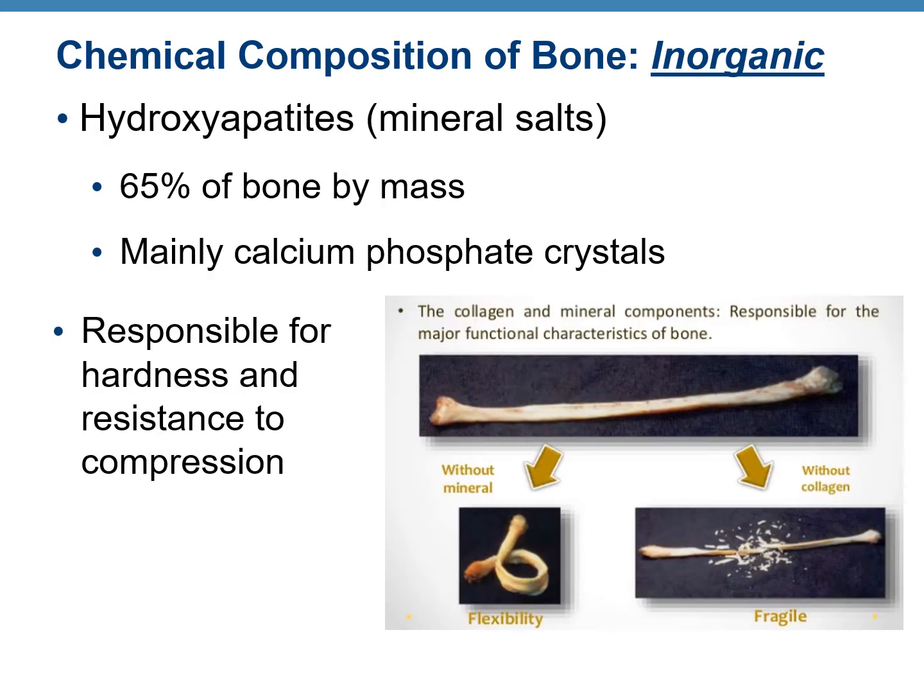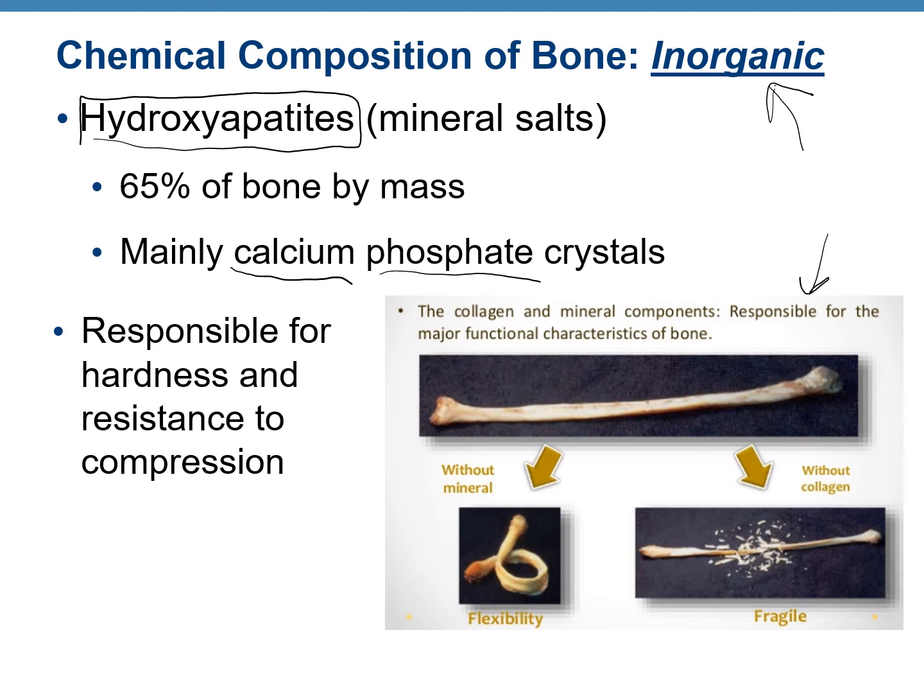And the inorganic part of a bone will include mineral salts. So mineral salts are mainly calcium and phosphate crystals, and we call it hydroxyapatite. So hydroxyapatites are mineral salts that make up 65% of bone by mass, and mainly calcium phosphate crystals. And they're responsible for hardness and resistance to compression.